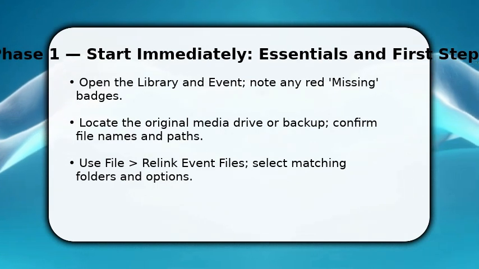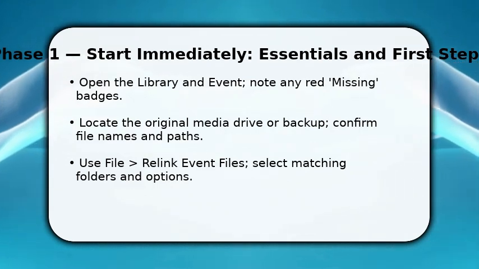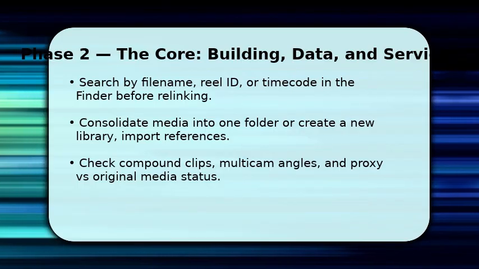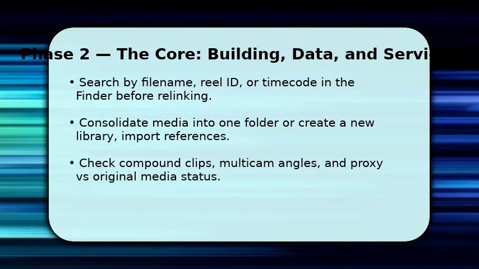Next, you handle the trickier middle steps that often block relink. If relink fails, search the Finder for file names or Real ID to confirm duplicates or moved folders. Timestamps help too. Once located, consolidate clips into a single folder or create a new library and import as references so Final Cut sees consistent paths.